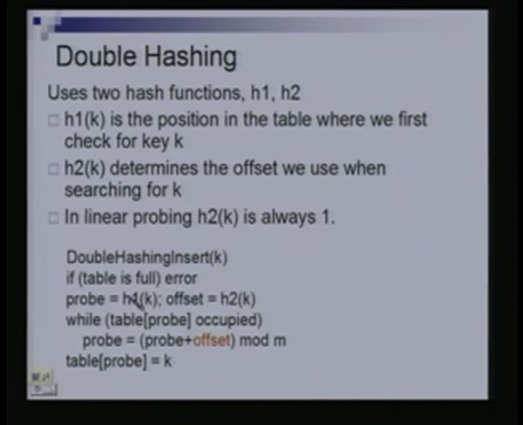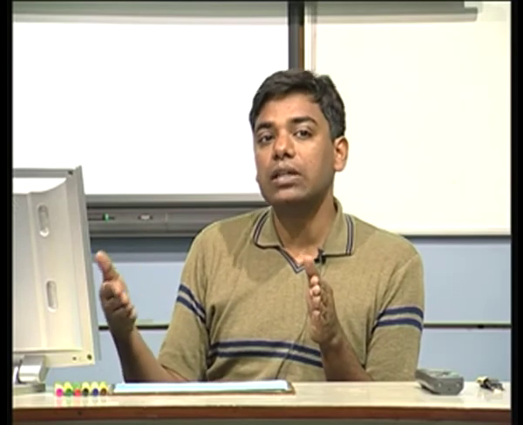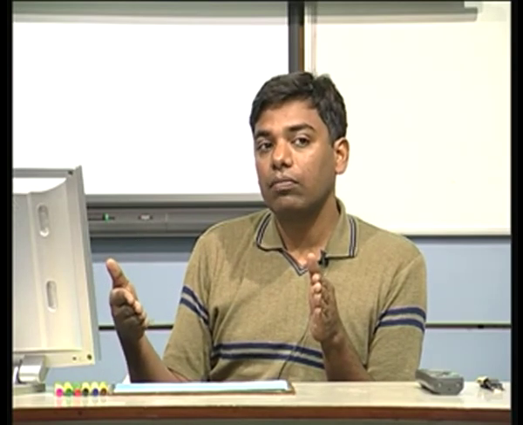First, I'll just look at the location specified by probe in the table. If it is occupied, then the next location I'll look at is probe plus offset. Probe is set to probe plus offset, which means this is the next location I look at. If this is also occupied, then the next location I look at is again probe plus offset. So offset determines how much distance I advance every time I don't see the element that I am searching for.